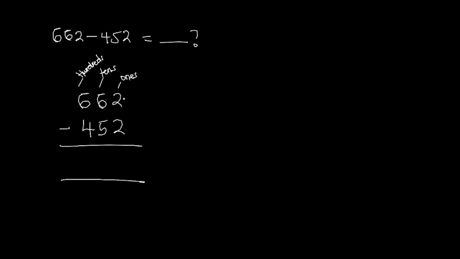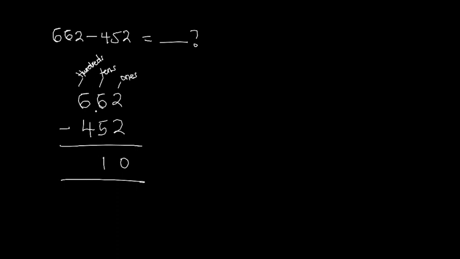So over here we have 2 at the top. 2 minus 2 will give us 0 for the ones column. So we move on to the tens column. 6 minus 5, that will give us 1. So we have 6 oranges. You give out 5 oranges, you'll be left with 1 orange.